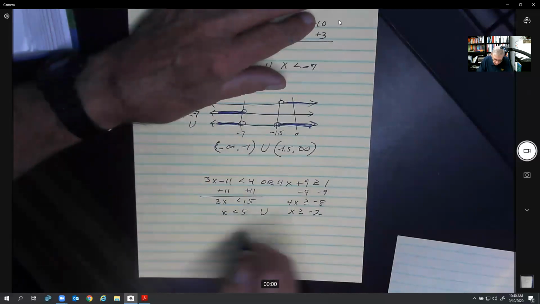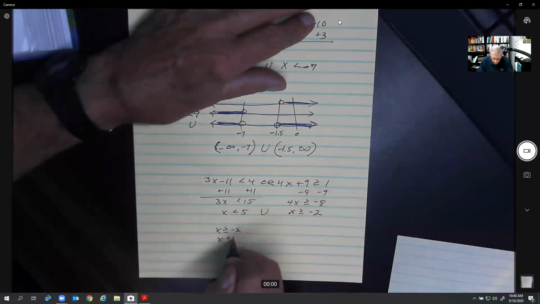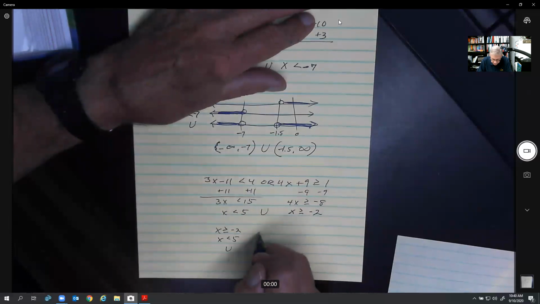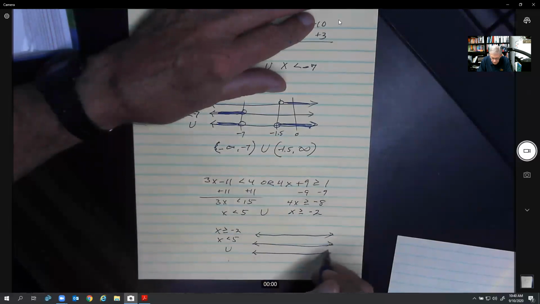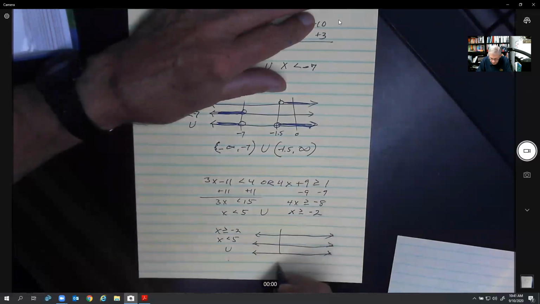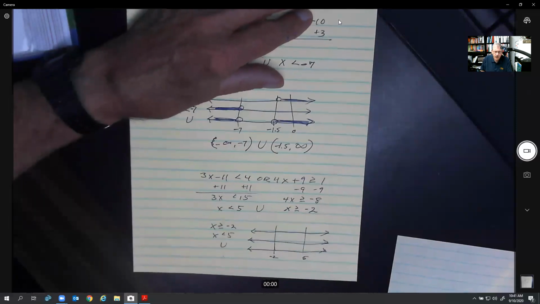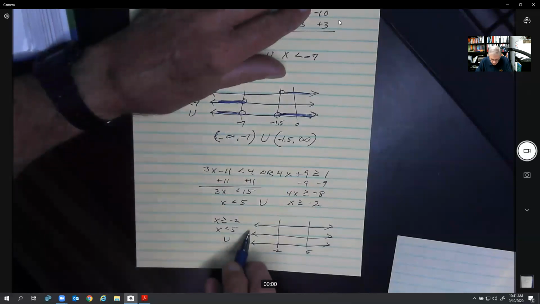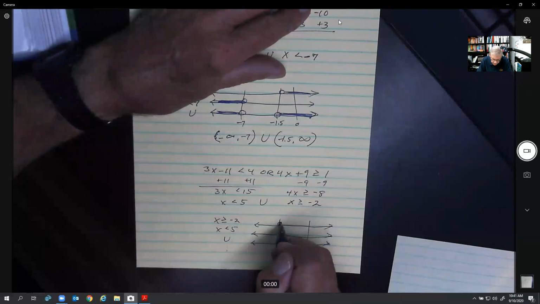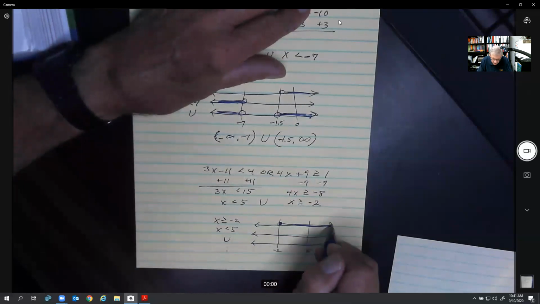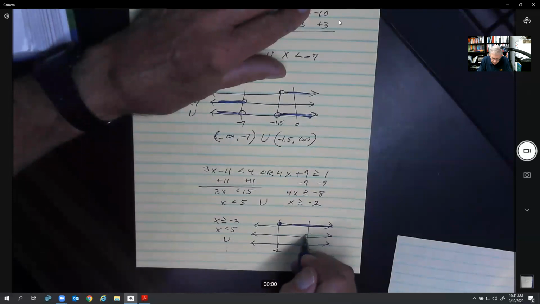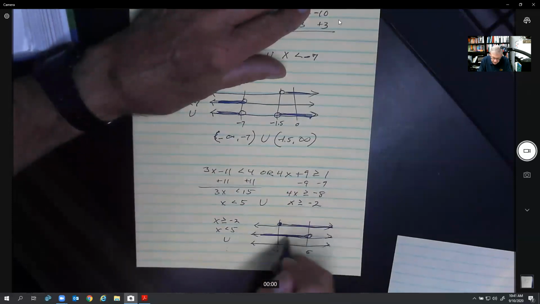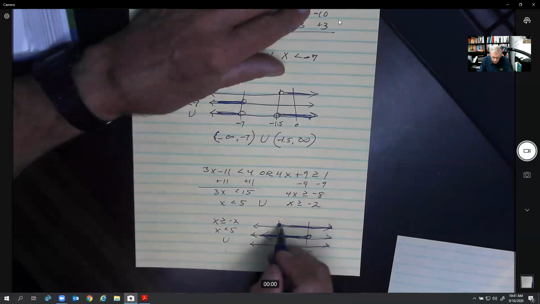Let's see what happens on this one. X is greater than or equal to negative 2. X is less than 5. The union. Let's put negative 2 over here, and 5 over here. So greater than or equal to negative 2 goes this way. This one says it's less than 5, open. For the answer, we're going to project down all the points.